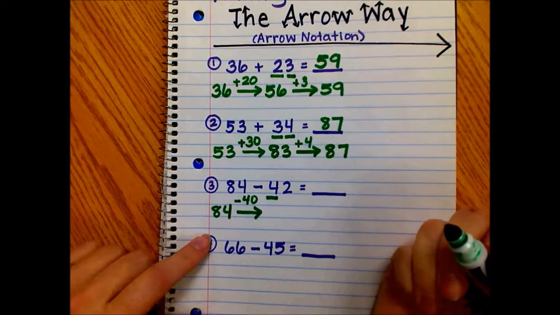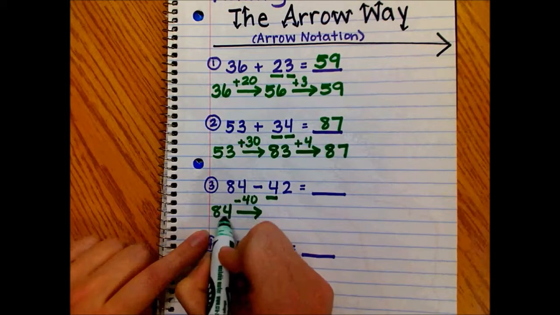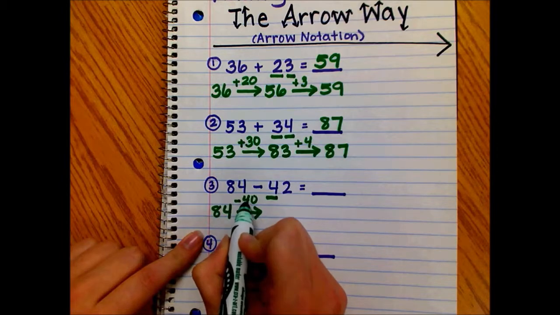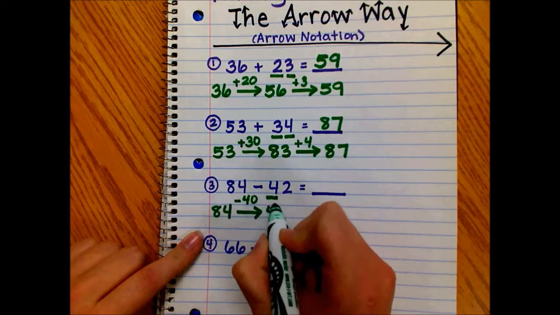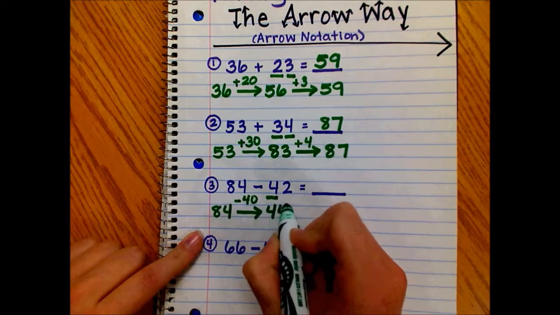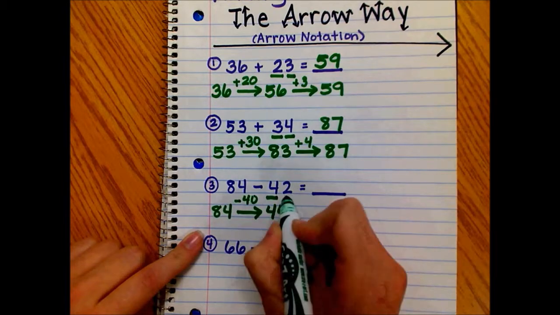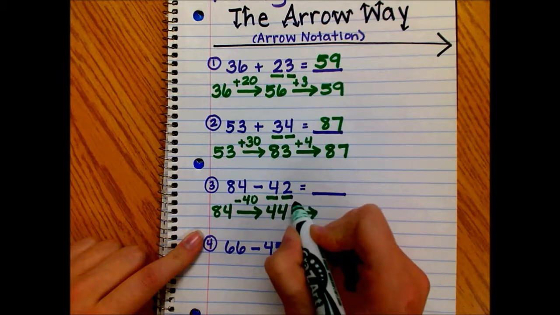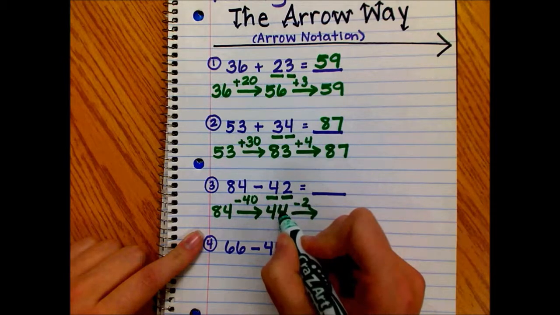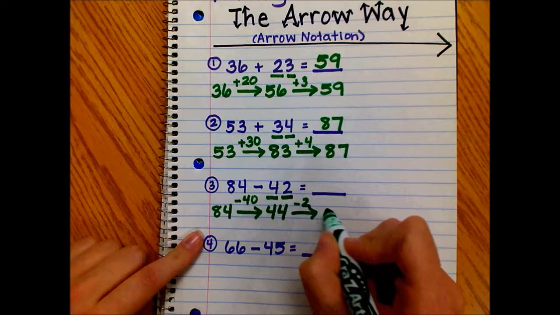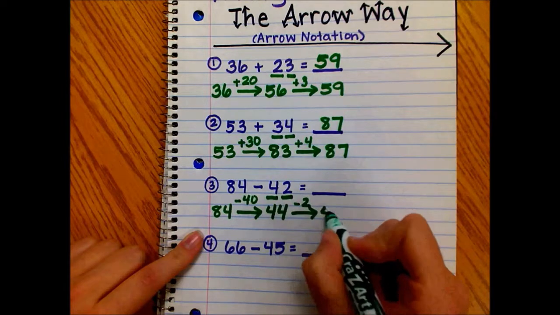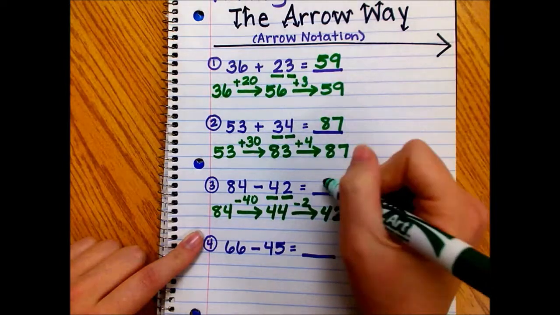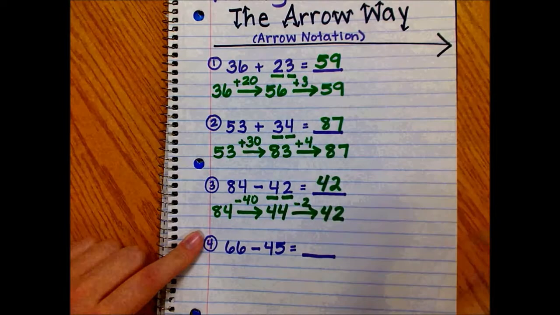Again, they should use their place value knowledge and know that 84 has 8 tens. 8 tens minus 4 tens is 4 tens, and then we had 4 ones. And now we have to subtract the ones. So 44 minus 2. 4 ones minus 2 ones is equal to 2 ones. So we have 4 tens and 2 ones. So 84 minus 42 is equal to 42.